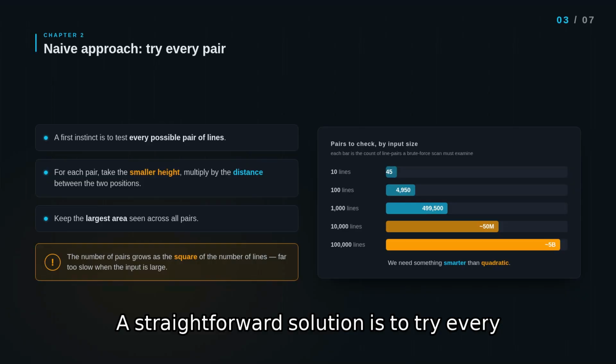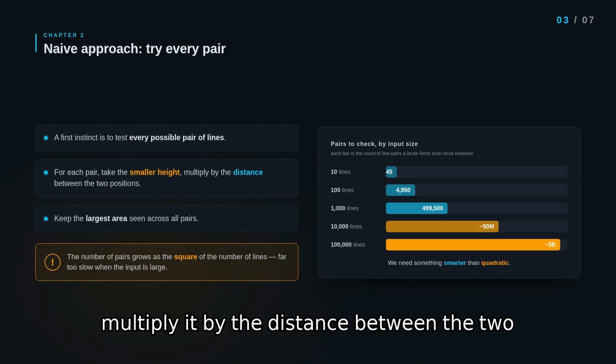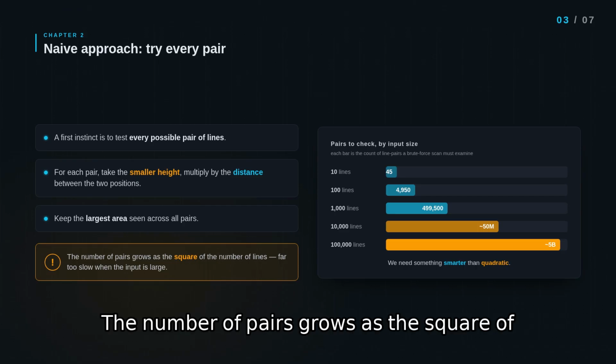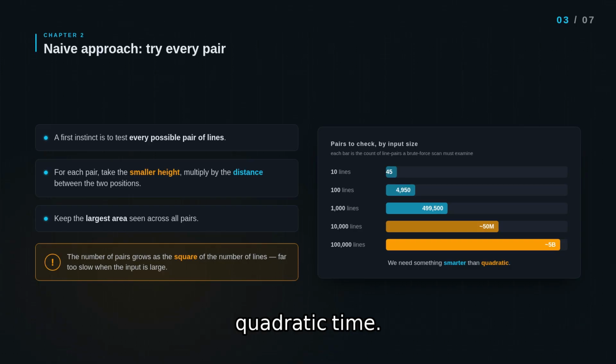Naive approach. A straightforward solution is to try every possible pair of lines. Each pair gives us two heights, and we take the smaller one, multiply it by the distance between the two positions, and keep track of the largest area we have seen. The number of pairs grows as the square of the number of lines. So this brute force approach runs in quadratic time. When the input is large, this becomes too slow, so we need something smarter.